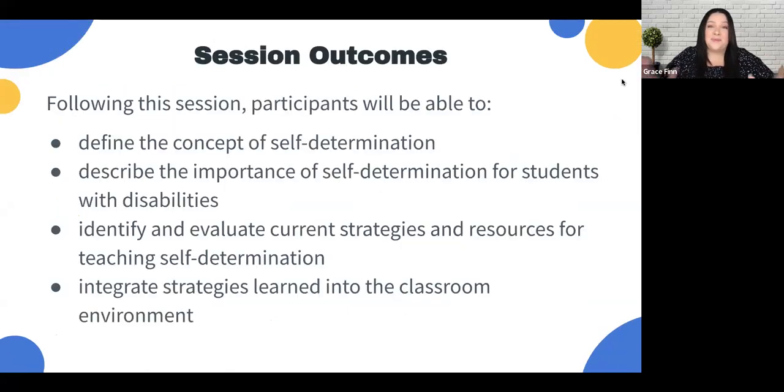So after being at this session, we hope that you are able to define the concept of self-determination, describe the importance of self-determination for students with disabilities, identify and evaluate current strategies and resources for teaching self-determination, and also integrate strategies learned into the classroom environment.